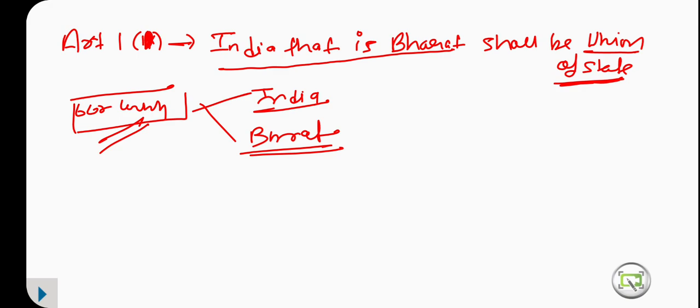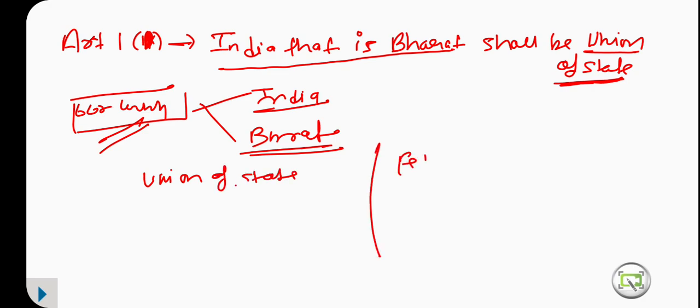So part 1 we covered, and the second one is that India, that is Bharat, shall be the Union of States, means our country shall be the Union of States. What does it mean? We covered part 1. In part 1, what did we cover? We covered that our country has only and only two names. First one is India and second one is Bharat.